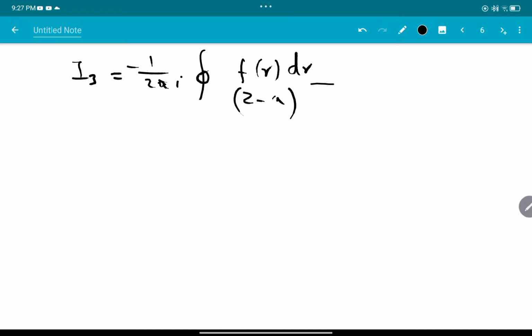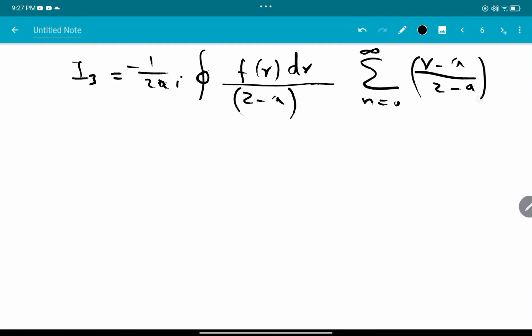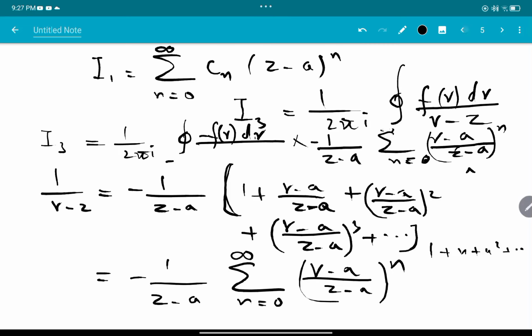Then ahead of that I have the summation n equal to 0 to infinity of gamma minus A divided by Z minus A whole raised to n. You may have a look at this once again. This is what I have written there. I have taken the minus out, then 1 by 2 pi I, then f gamma d gamma, and this Z minus A I have kept separate. First I tried to combine it with this, but then I realized that first I have to take this out, then I can do this.